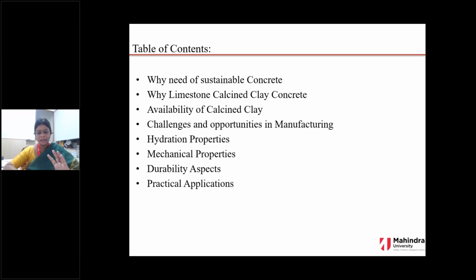And at the end, I'll take you through the journey of the practical applications of this limestone calcined clay concrete in whichever parts of the world this concrete has already been used, and what are the projects which are coming up or already built with this material.